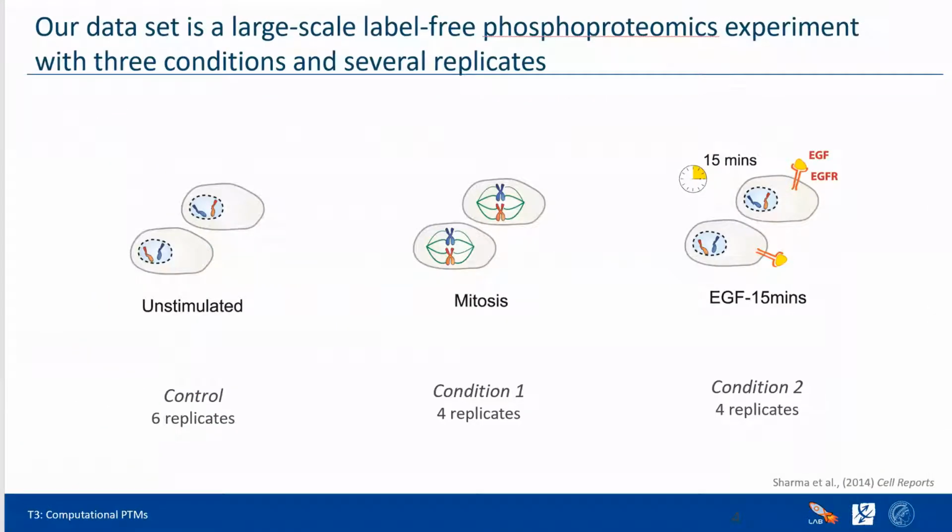So let's talk about what this data set was. Our data set was a large-scale, label-free phosphoproteomics data set. In this file, we have three different conditions. The first one is the control, the second is mitosis, and the third is EGF. What we know about mitosis is that we build up those phosphorylation events, and in control, we don't see as much as in mitosis.